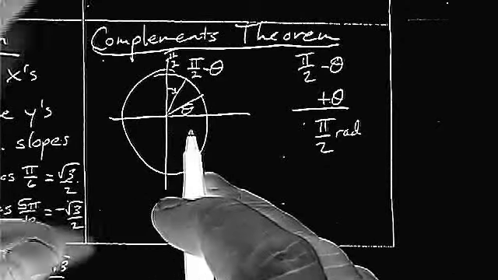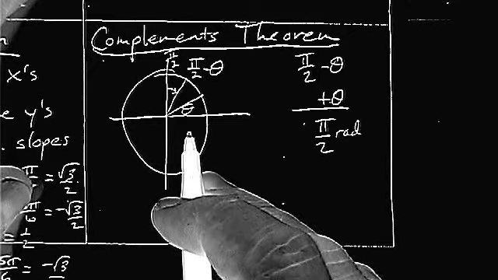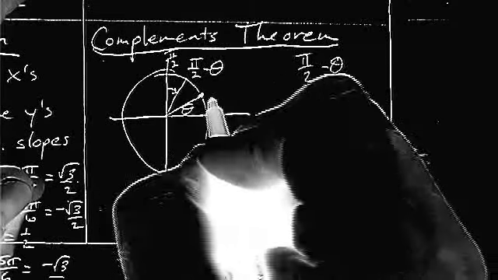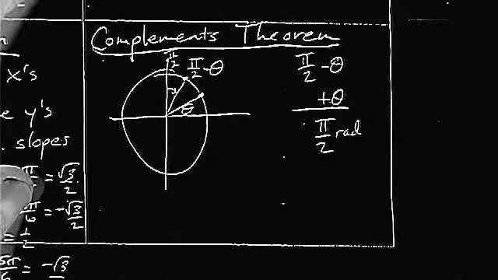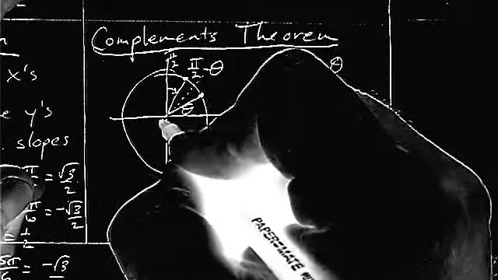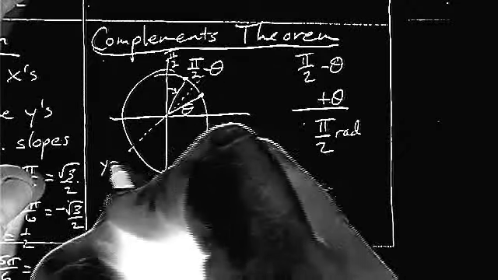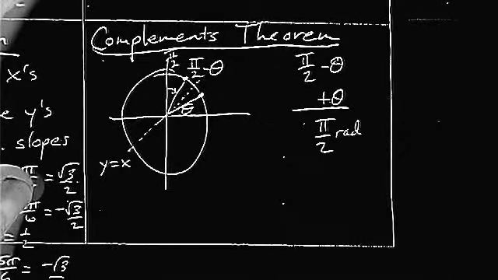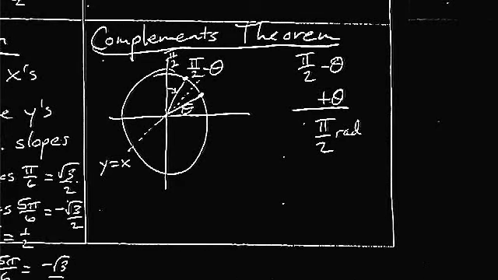So, let's see here. We got a point here, x y, and a point here, x y. It looks like it's a reflection across the line y equals x. What happens when you reflect across that line, y equals x? Oh yeah, the x's and y's switch places. That sounds an awful lot like inverses.